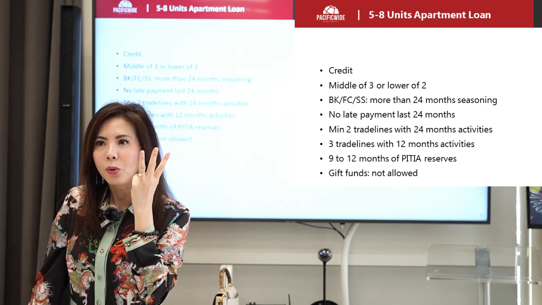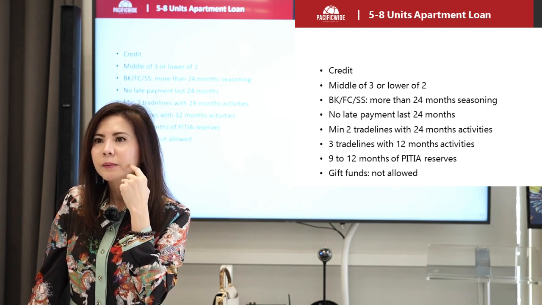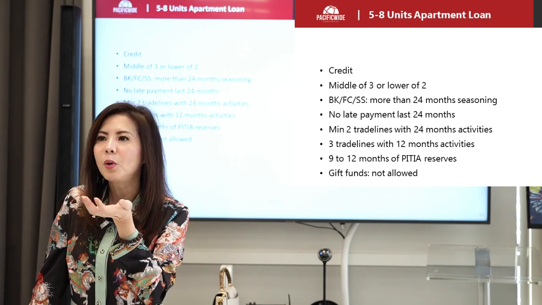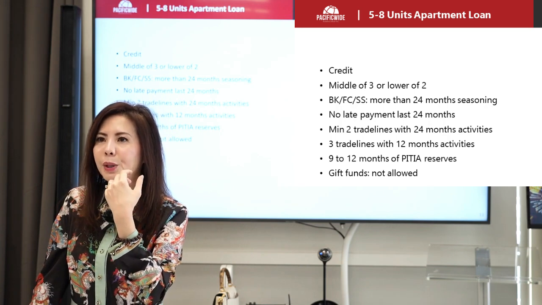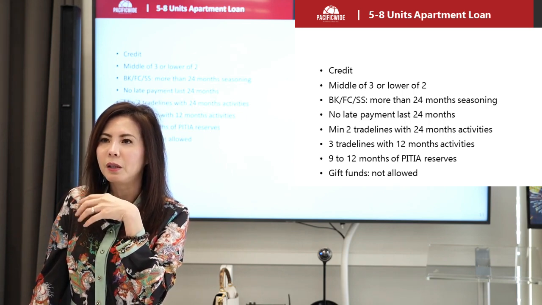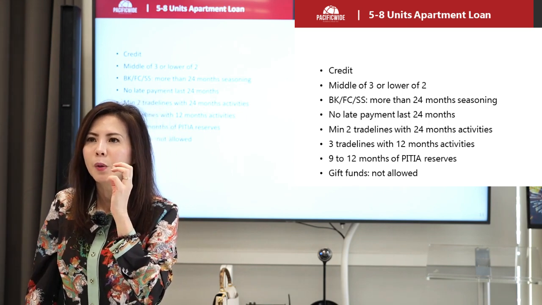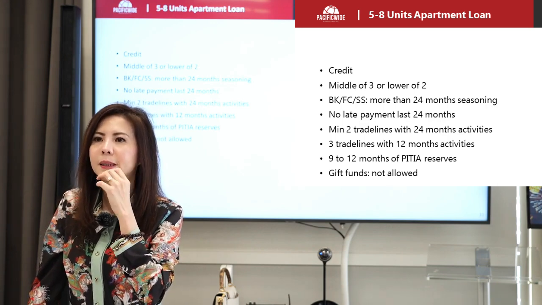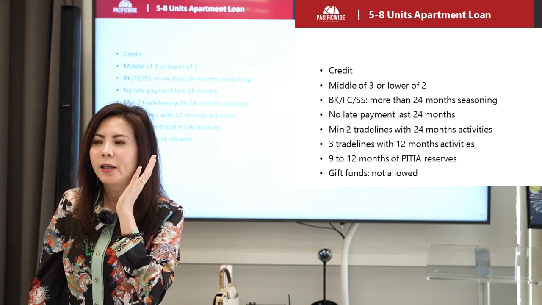And ask them to apply 3 trade lines, not 2. Okay. 9 to 12 month PITIA reserve. That means they have to have reserve money beside the down payment. The people who apply for these loans have to have reserve money. So their monthly property tax, insurance, mortgage, and everything, they have to have 12 months of those available in the bank account to show the lender beside the down payment. Gift fund not allowed.